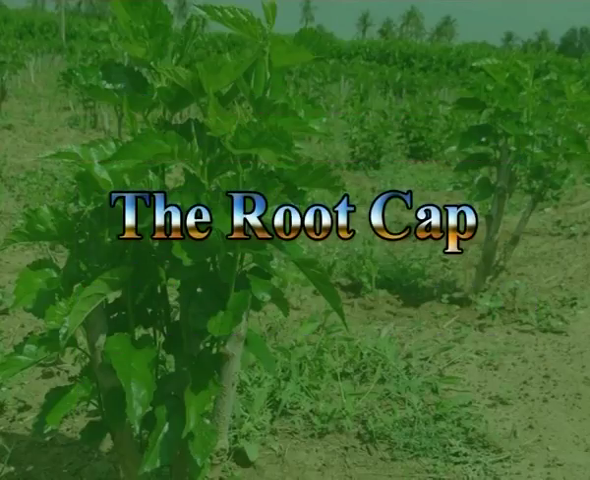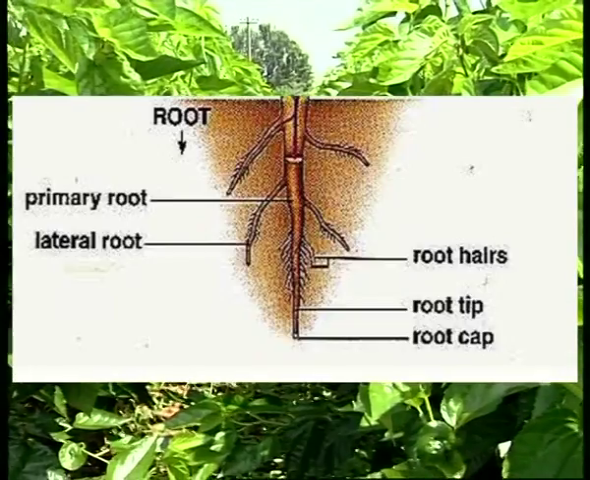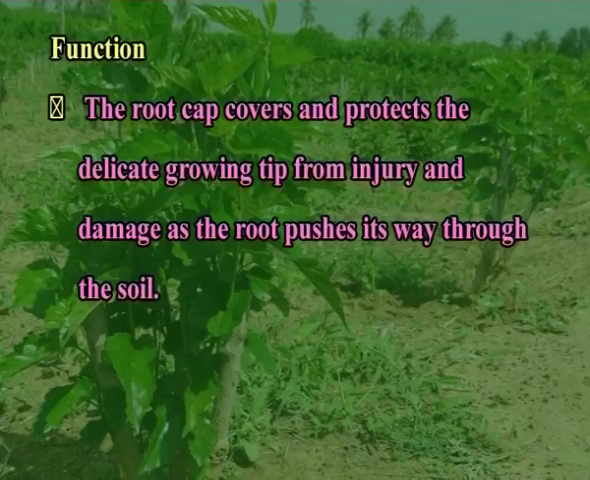The root cap: the tip of the root is covered by a cap. The outer cells of the root cap are continuously being worn away and new cells are added to their inner portion. As these cells disintegrate, they form a strong protective cover. Function: the root cap covers and protects the delicate growing tip from injury and damage as the root pushes its way through the soil.